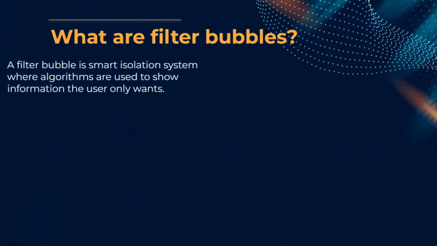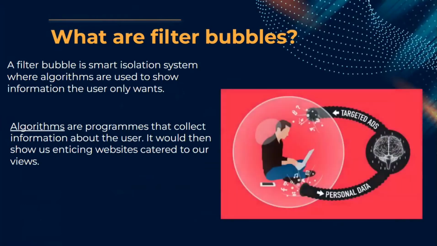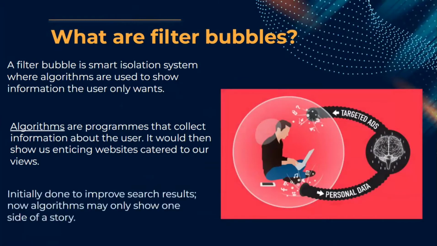A filter bubble is a smart isolation system that occurs when websites use algorithms to specifically show information the user wants to agree with. Algorithms are computer codes which collect information about our browsing history, search history, location, and click habits. It will then use this knowledge to show us enticing websites catered to only our view. Thus, these different algorithms create filter bubbles. Initially done to improve search results, now algorithms may only show one side of the story.